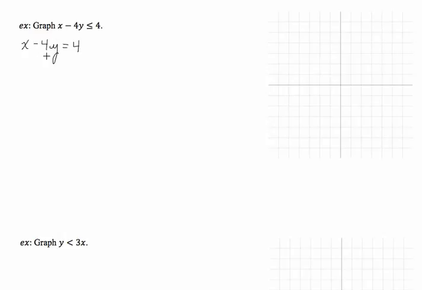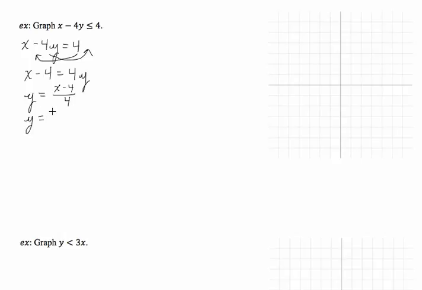And solving for y, let's see, I'm going to add 4y to both sides, subtract the 4 from both sides to give me x minus 4 equals positive 4y. Divide everything by 4, and I'll reverse it as well, so we have y equals (x minus 4) all over 4. Now that's not a standard form, so I'm going to keep going and write it in slope-intercept form.